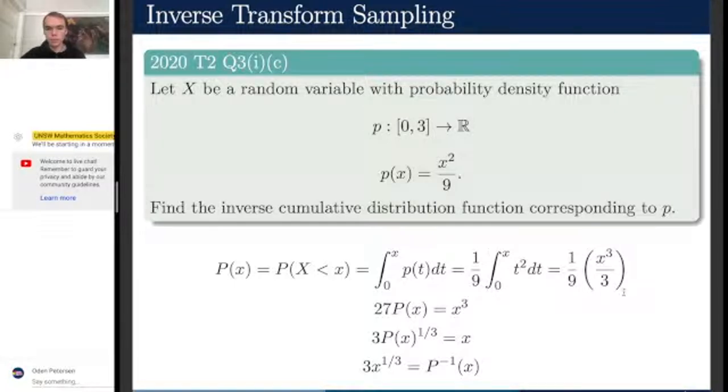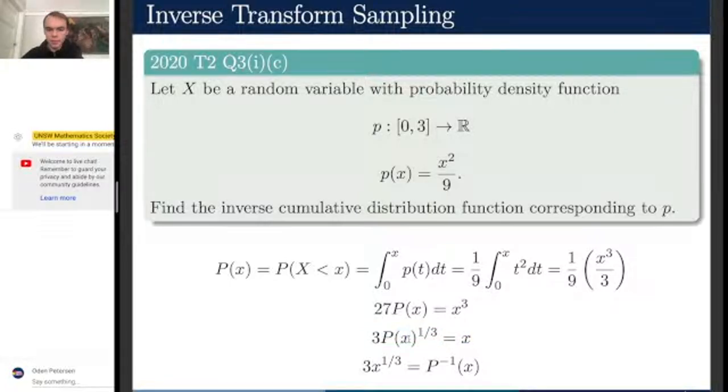Cool. And then if we rearrange this equality here with the first and the last expressions, this is x cubed over 27. So we can bring this 27 over here. We have 27 times the CDF is x cubed. And that means that if we take the cube root on both sides, 3 times the cube root of the CDF is equal to x.